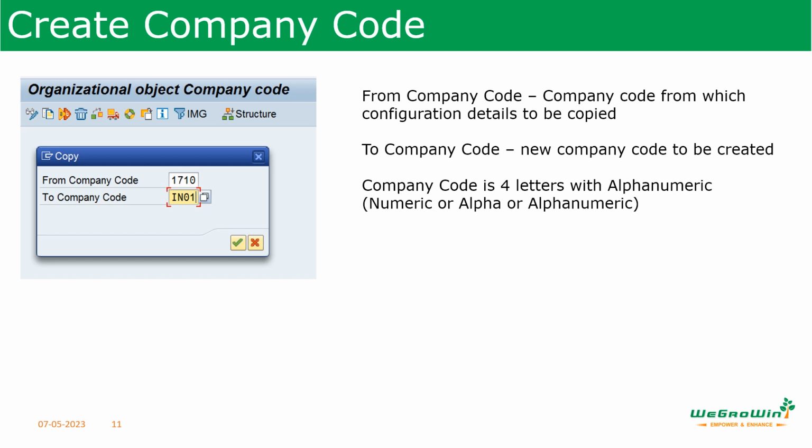Now enter the company code from which it must be copied, and the new company code which has to be created. Company codes have 4 characters, either numerical or alphanumerical. Please enter and proceed. Please note that the company code may be completely numeric, or completely alphabetic, or it may be alphanumeric.